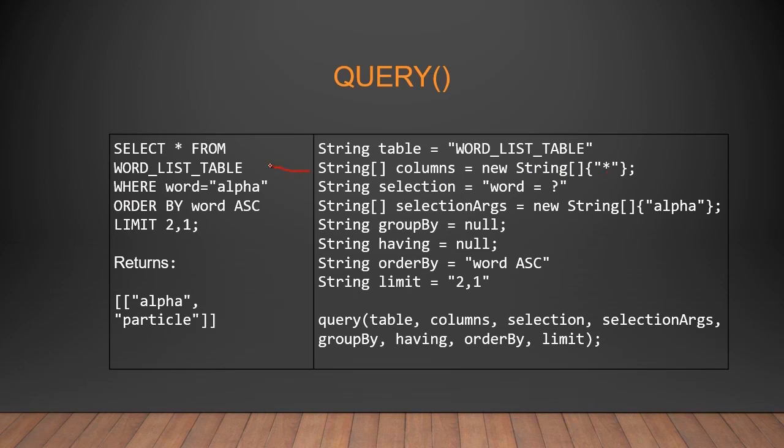And if I show the plain or raw query in here, you can see I said select all from word list table where word equals alpha, order by word ascending, limit to 1. So how can you write this query inside this query method? You must write it like this, and we will work out a nice example about this query also.